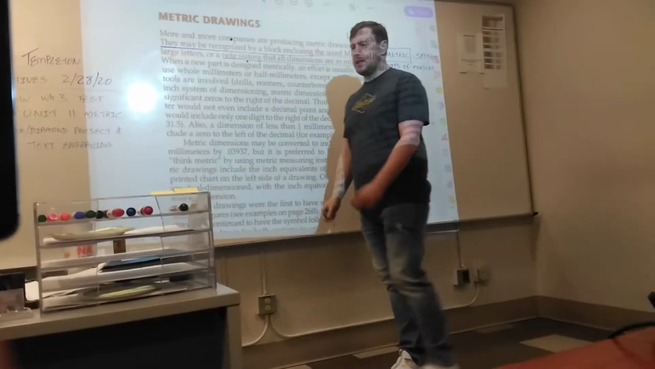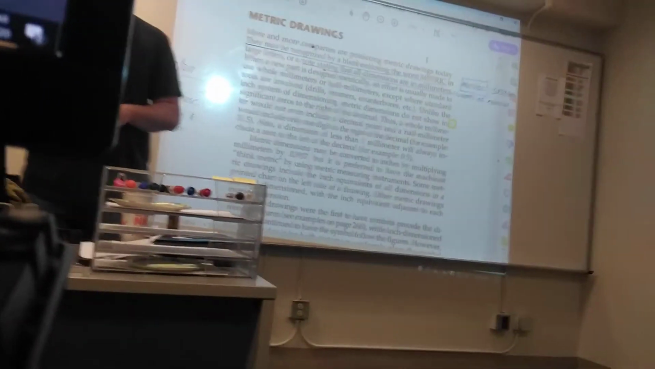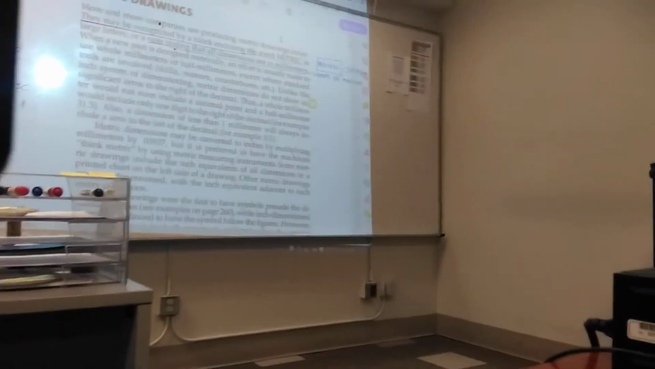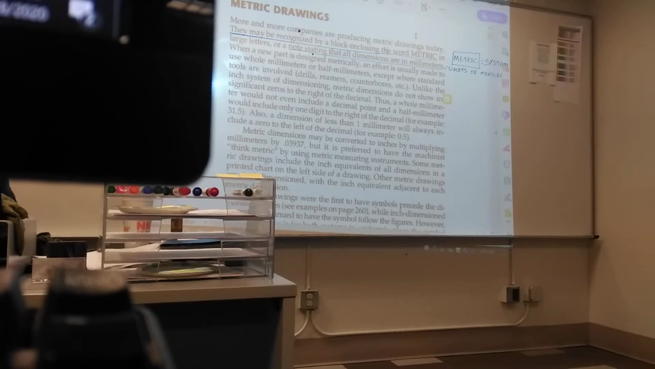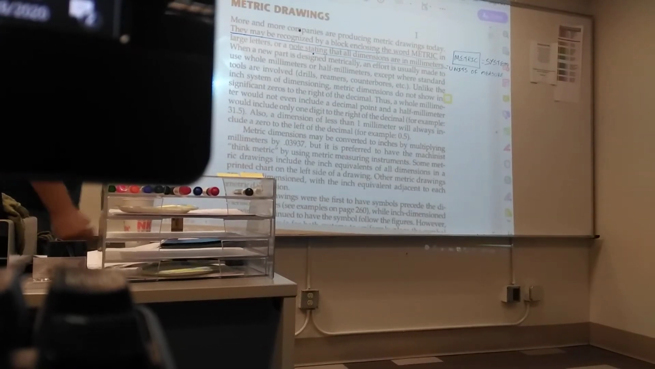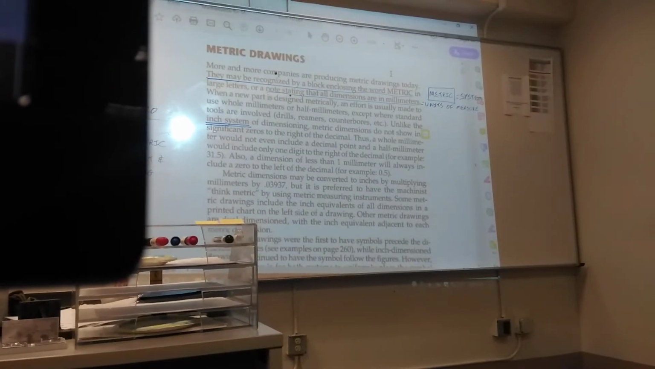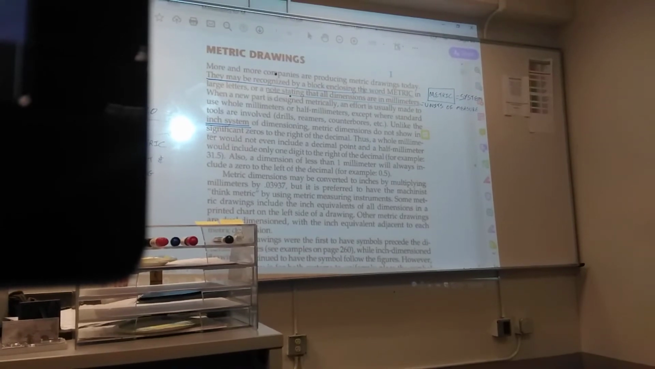One of the prints in this unit asks you what units were used on the blueprint. The answer is not metric. Metric is the system. Millimeters are the units. Over here, it says inch system. There is no such thing as the inch system. What is its correct name?